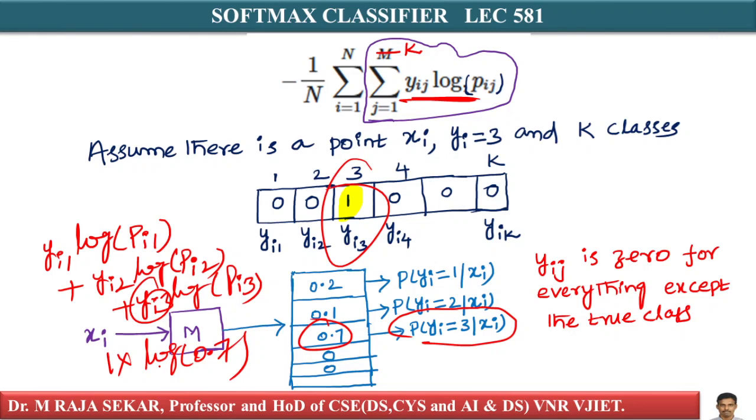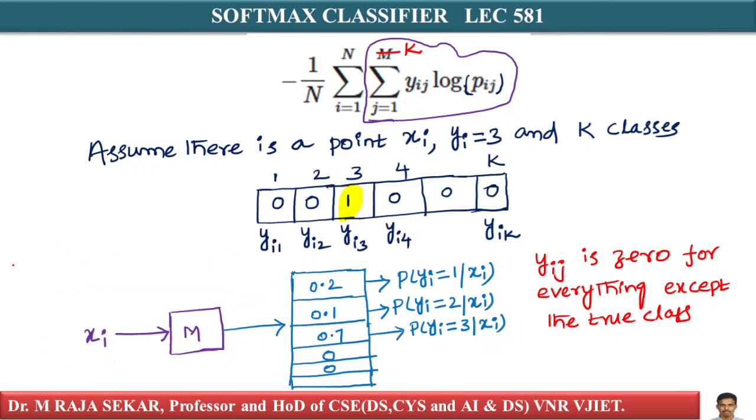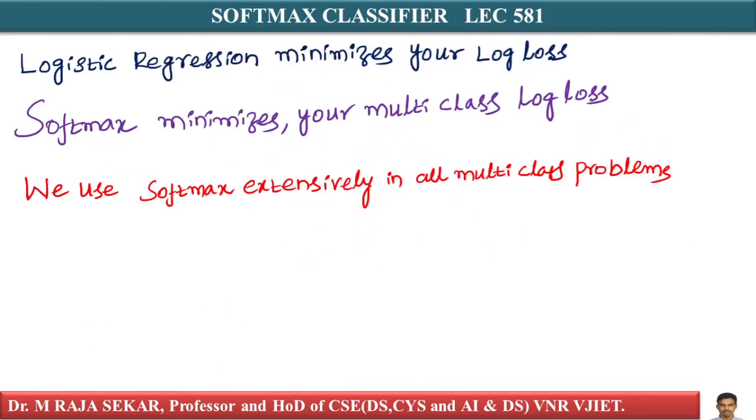This is called multi-class log loss, and softmax minimizes multi-class log loss, just like logistic regression minimizes 2-class log loss. Softmax is something we use extensively in all multi-class problems.